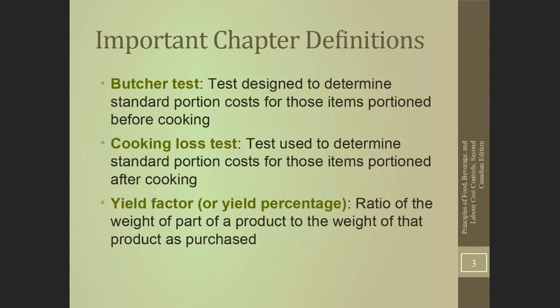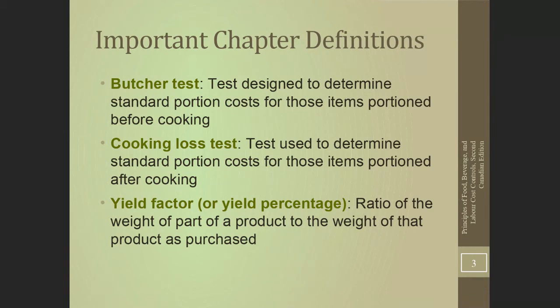So that's kind of confusing, right? A yield factor, or as we say in industry, just a yield, is a percentage, but a percentage of a product that is actually usable. We mentioned that with some products we have to butcher or clean, or things like that. The piece that we're left with is the usable portion. Now, the usable portion, as a percentage of the original portion, is the yield.